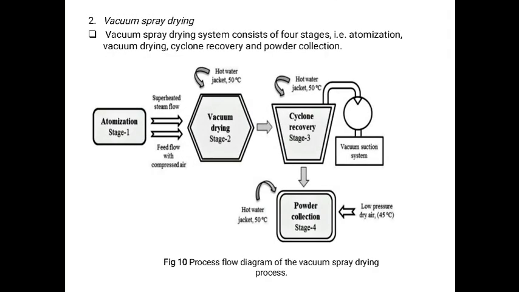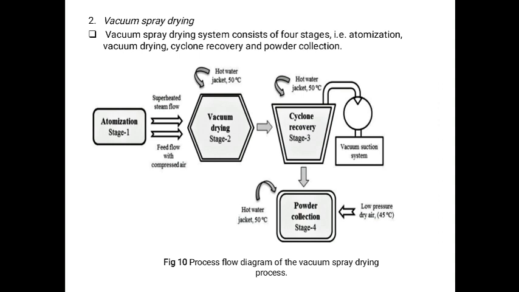The second in the trend of spray drying is the vacuum spray drying. The vacuum spray drying system consists of 4 stages. There are atomization, vacuum drying, cyclone recovery, and powder collection. Figure 10 shows the process flow diagram of the vacuum spray drying process.